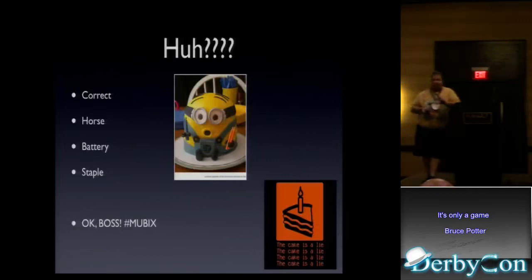How many folks are looking for this? According to Mebix, I'm supposed to say correct, horse, battery, staple. I'll say it again so you can write it down or take a screenshot if you need it. You'll need this for the cake later. Correct, horse, battery, staple. Okay, anybody need a picture real quick before I move on? This is for the DerbyCon cake contest later tonight. So, yeah. All right, moving on.